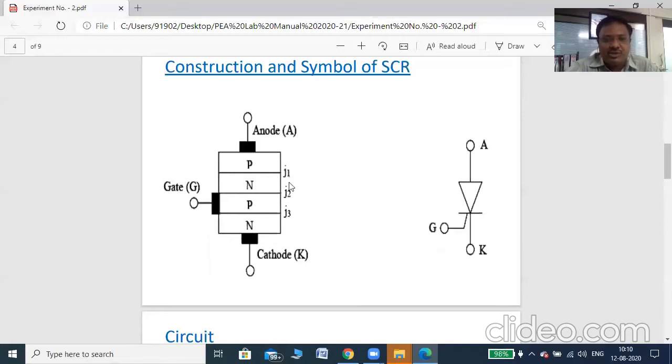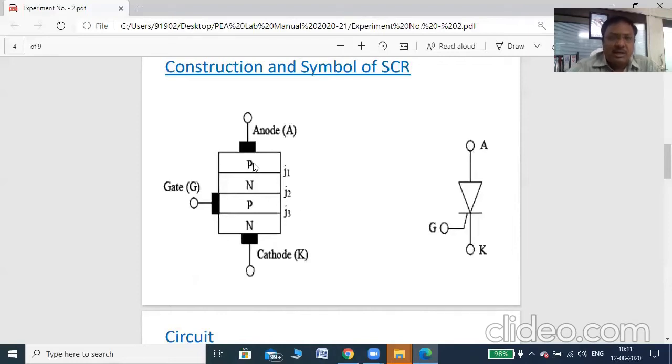There are three junctions, J1, J2, and J3, and three terminals called anode, cathode, and gate. The symbol is very similar to the diode, only with an additional terminal called the gate. This device is again a unidirectional device. Current flows in only one direction, from anode to cathode, and that current also depends upon the gate. If a gate current or gate pulse is applied, only then may this device turn on. Otherwise, this device remains off.